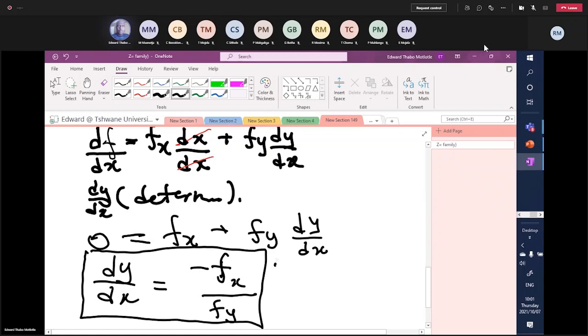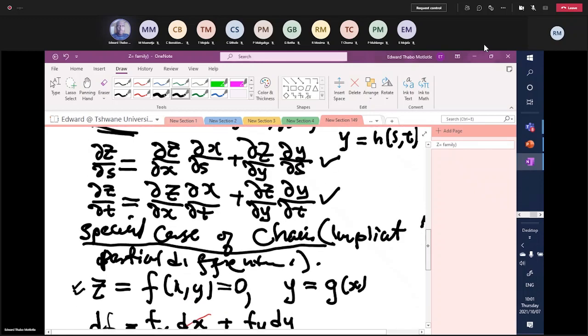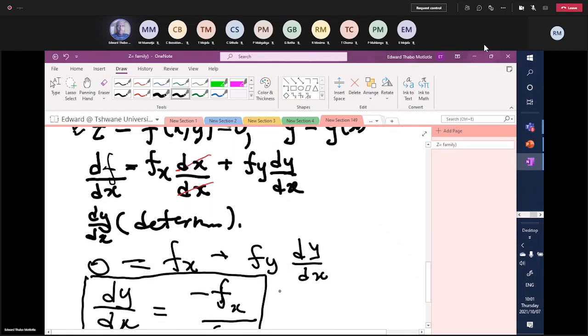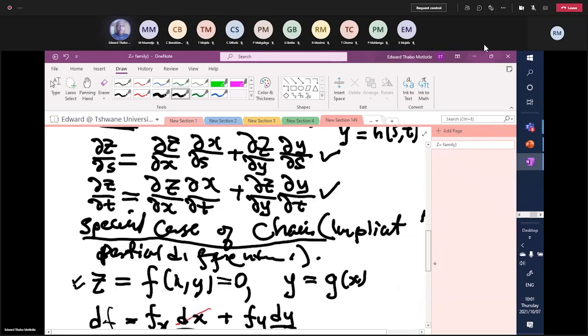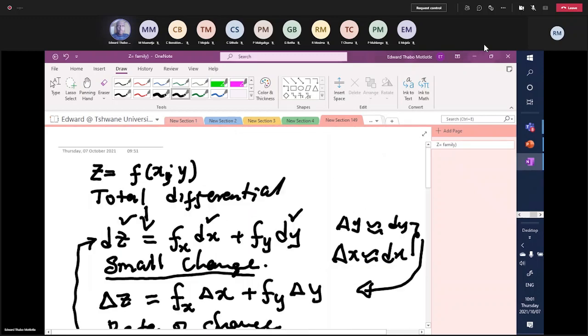implicit partial differentiation. I write it nicely there. Implicit partial differentiation. So basically this covers the whole topic. Now we're just going to solve the problems that we want to solve from the presentation.